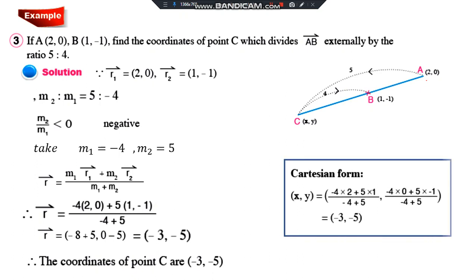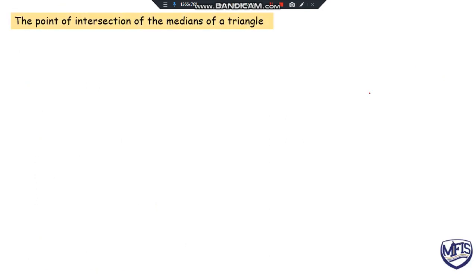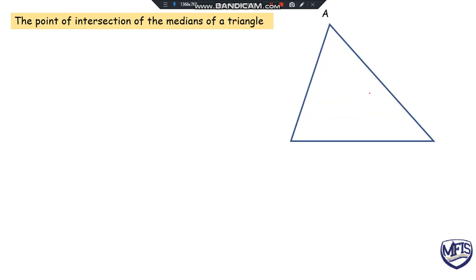And also we can use Cartesian form to get the coordinate of the point of intersection of the medians of a triangle. We have here ABC is a triangle, and the point of intersection of the medians of the triangle is the point M, and we said before this point is called the point of concurrence, and the point of concurrence divides the median with ratio 2 to 1 from the vertex, or 1 to 2 from the base.